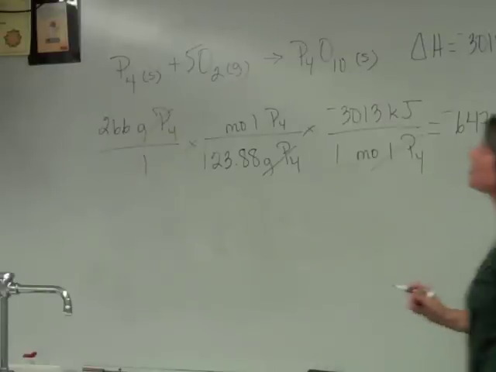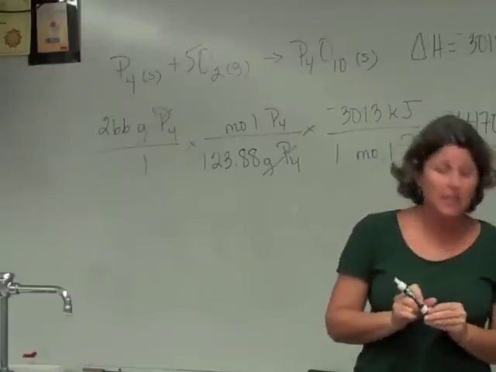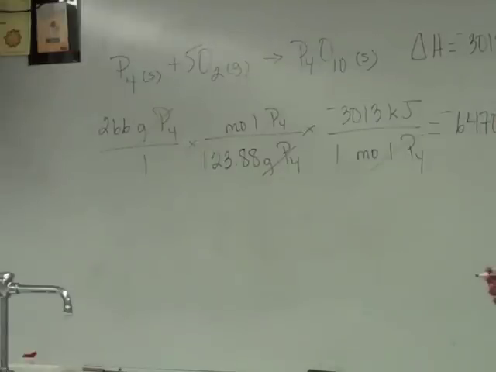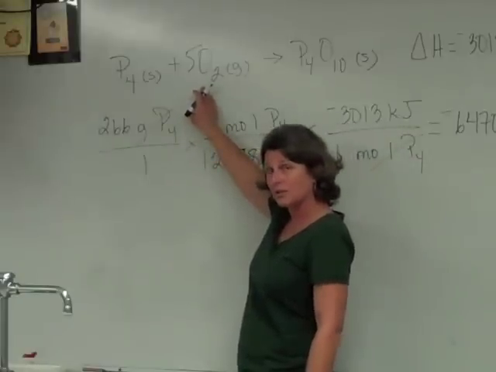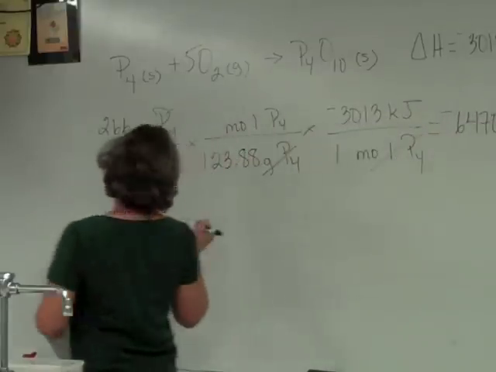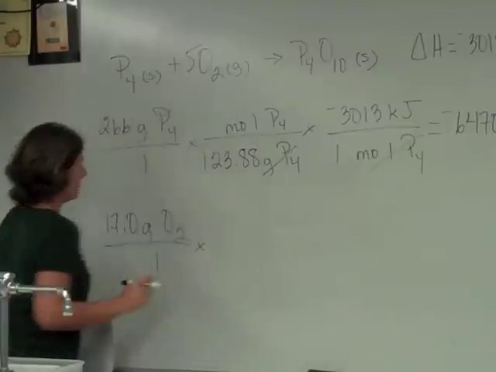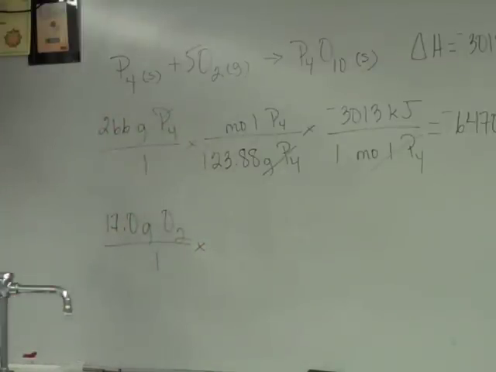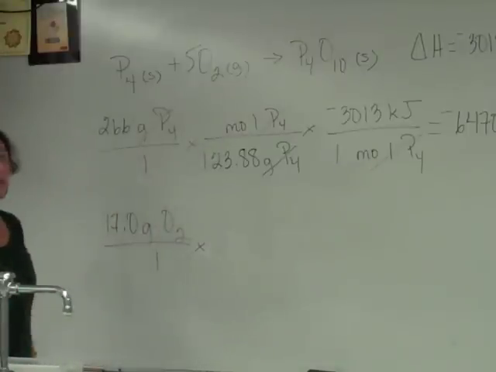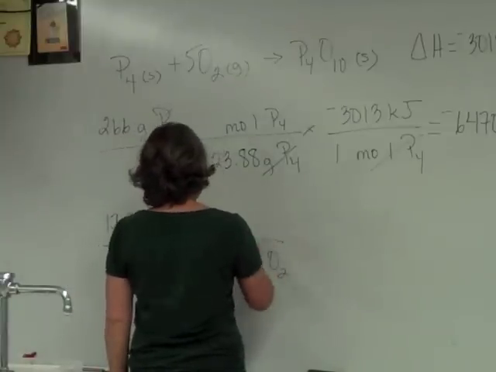What about if we consume 17 grams of oxygen gas? How much heat is associated? How much heat is evolved? What is the amount of energy associated with 17 grams of oxygen undergoing combustion in this particular reaction? All right, so let's say we're going to start with 17.0 grams of O2. Okay, and the reaction tells me I get -3013 kilojoules associated with 5 moles of oxygen. So I'm going to convert grams to moles. 32.0 grams of O2 per mole.